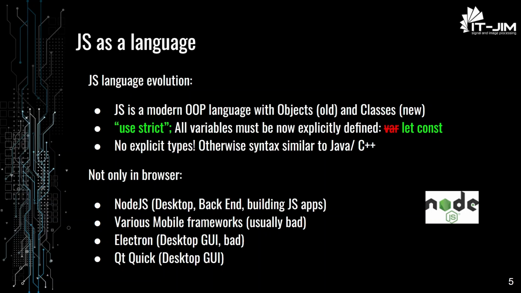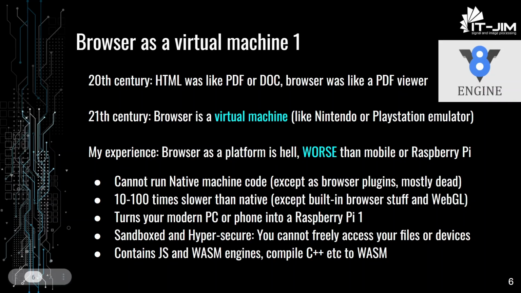Modern JS is not only in the browser. Node.js is used for desktop, backend, and also for building JavaScript apps. Various mobile frameworks are usually based on HTML and JS. Electron, a desktop GUI framework, and Qt Quick extensively use JavaScript for desktop GUI, and there are many other applications of JS as a language, not only in the browser. Next, please.